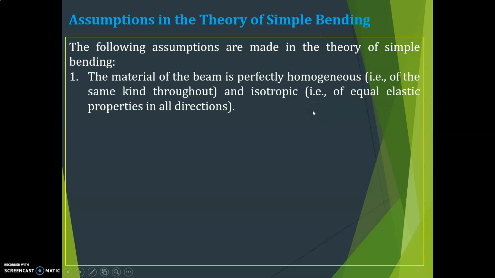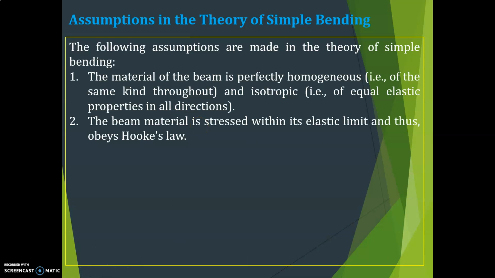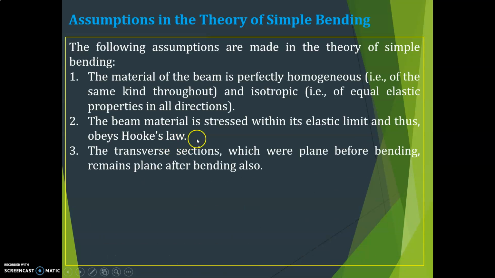The first one is that the material of the beam is perfectly homogeneous. This is the common assumption in all the theories. Homogeneous means the same kind throughout, and isotropic means equal elastic properties in all directions. The second assumption is that the beam material is stressed within its elastic limit, and thus it obeys Hooke's law. Hooke's law states that stress is directly proportional to strain within the elastic limit.